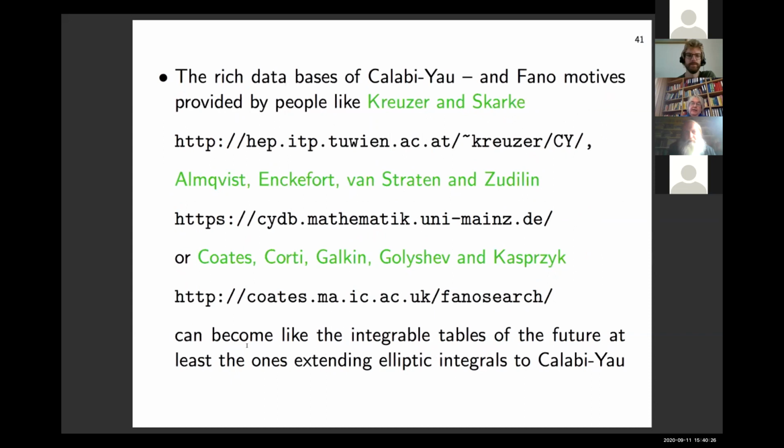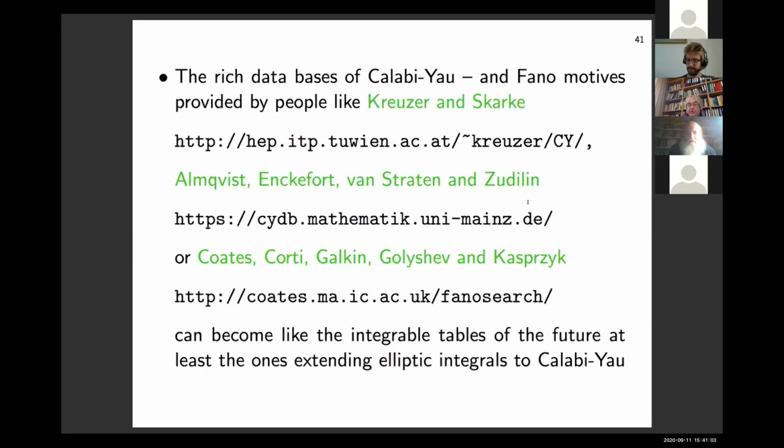And then another thing which I realized by doing this with the student is that these rich databases of Calabi-Yau manifolds and motifs, for instance, provided by Kreuzer and Skarke, who have made a list of all the reflexive polyhedra in up to 4 dimensions. Then Almkvist, van Enckevort, and van Straten, that's why this Calabi-Yau operator for L = 4 was, for instance, the AESZ operator 34, because they have a list of those, and you can find them there. That is at this page in Mainz.